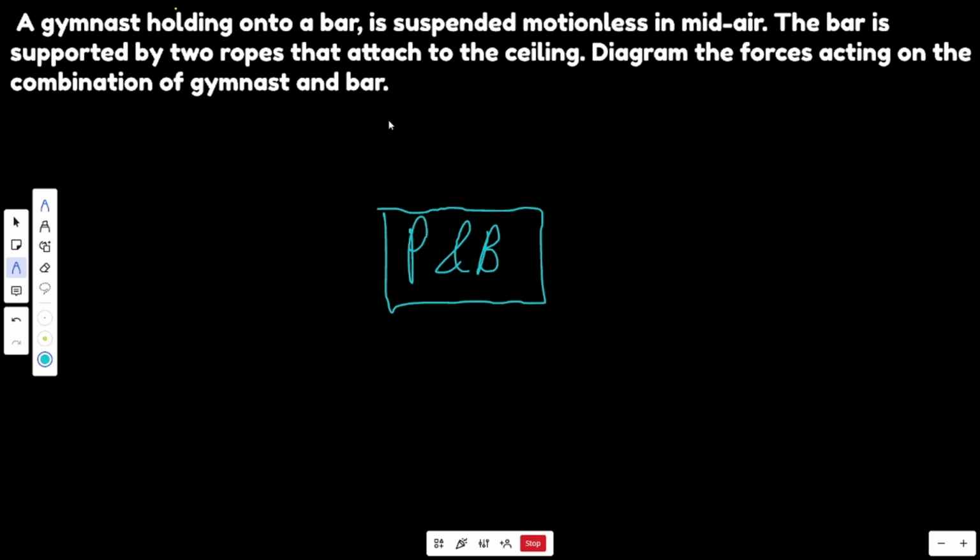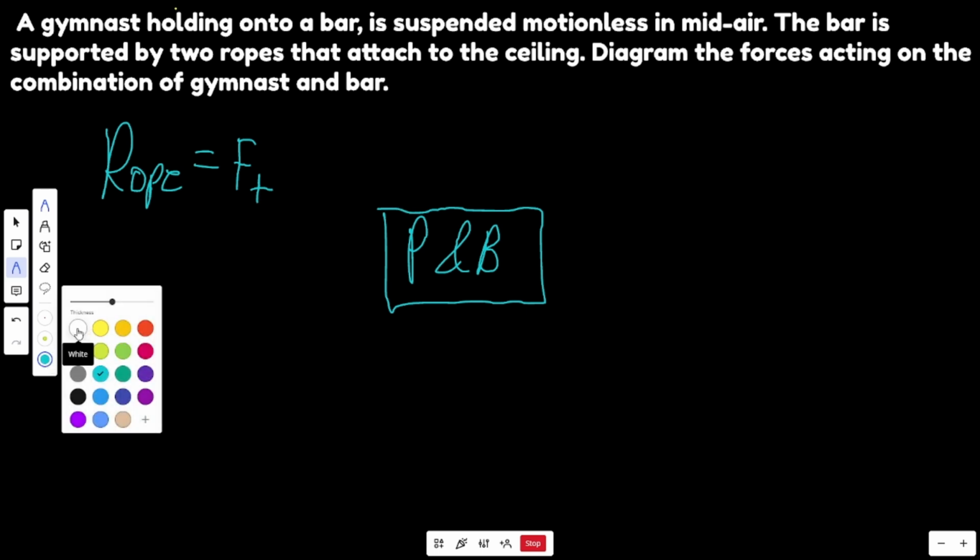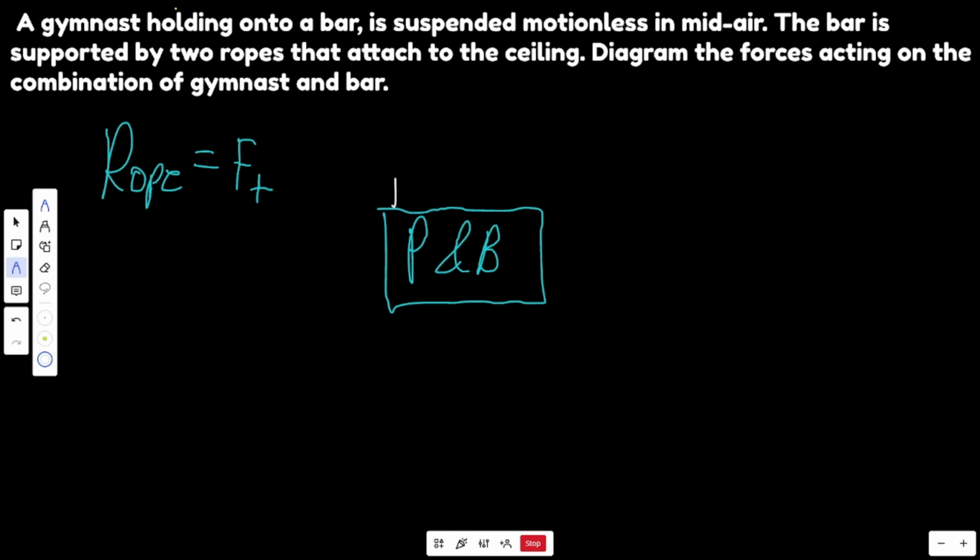And there are two ropes attached to it that go towards the ceiling. Now, whenever there's a rope, there's going to be tension. So a rope always means tension. FT means tension, okay? So since there are two ropes, there are two tension forces. That means there's two forces going upward. So there's one going up here, and then there's another one on the other side. Since it's supported on both sides, they're supposed to be equal.